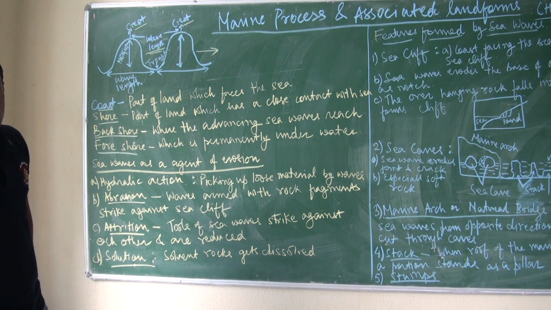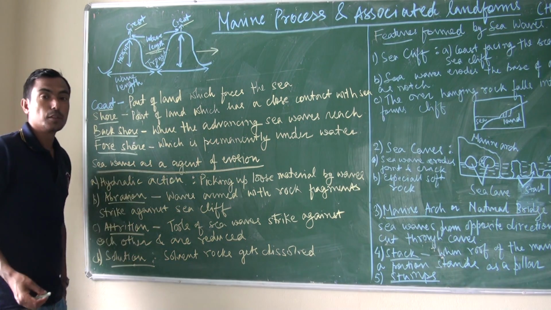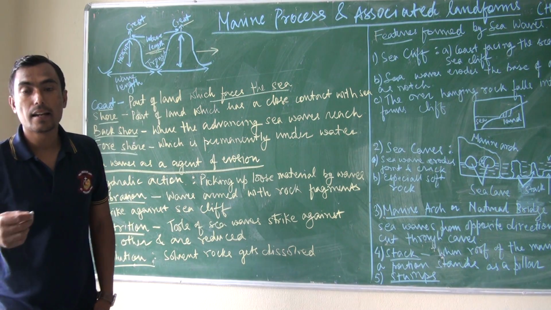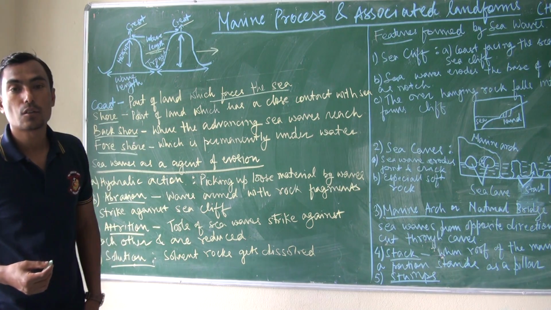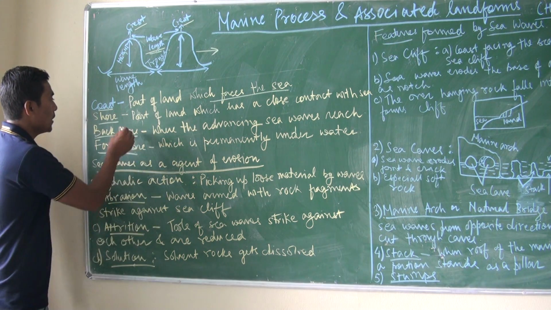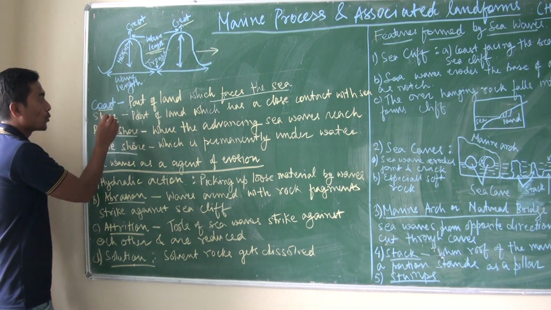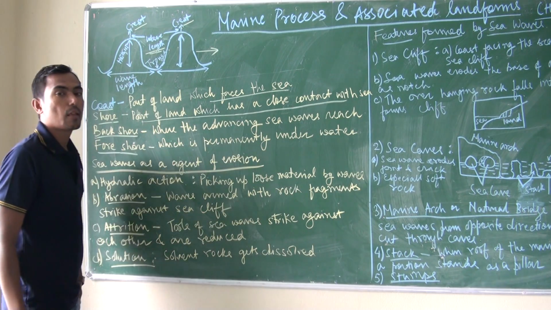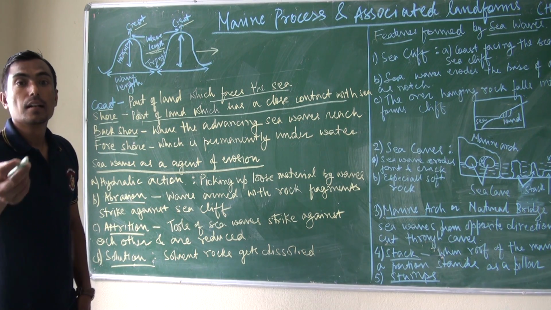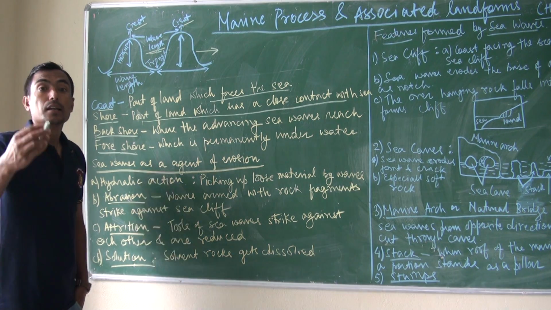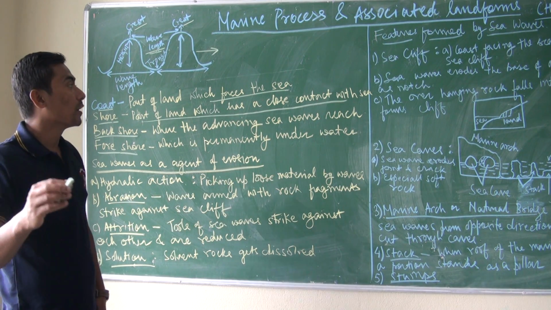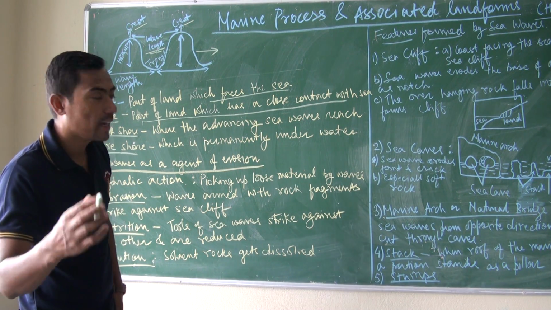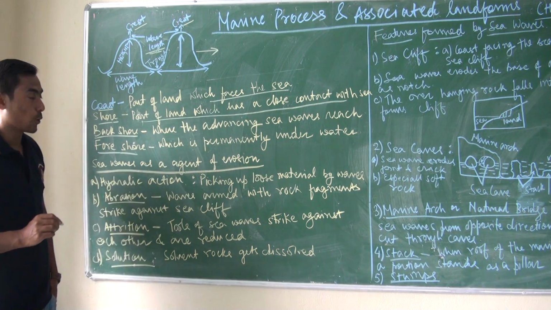First, the coast. What is the sea coast? Sea coast means the part of land which faces the sea. The land which is facing towards the sea is called a sea coast. Next, shore. Shore means the part of land which has close contact with the sea. During the high tide and the low tide, when the water is in close contact with the land, that portion of area is called a shore.